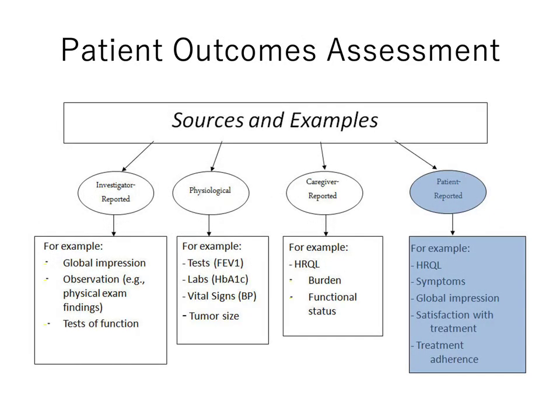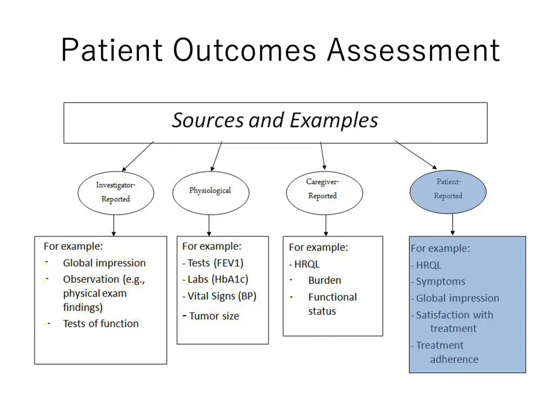There are different types of patient outcomes assessment. For example, investigator-reported patient outcomes would be an investigator or clinician indicating their global impression, an observation through physical exam findings, or tests of functioning or performance. Another type of outcomes assessment is physiological. For example, FEV1, lab values, vital signs, tumor size, other clinical indicators.